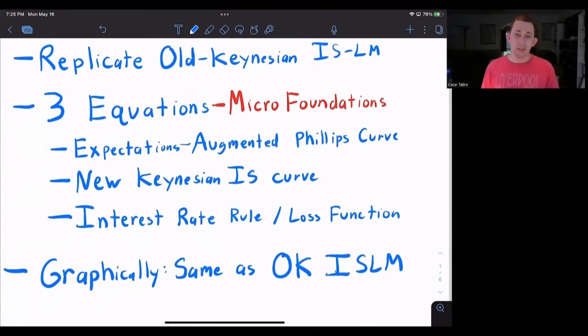Graphically, though, it's going to look the same as old Keynesian ISLM, which is good because, again, we're trying to replicate that old Keynesian ISLM, just using micro foundations to really emphasize that, hey, this makes a lot of sense. Even though those guys before didn't use utility maximization or profit maximization, we can get to the same results. We can have similar implications if we do go for those micro foundations.